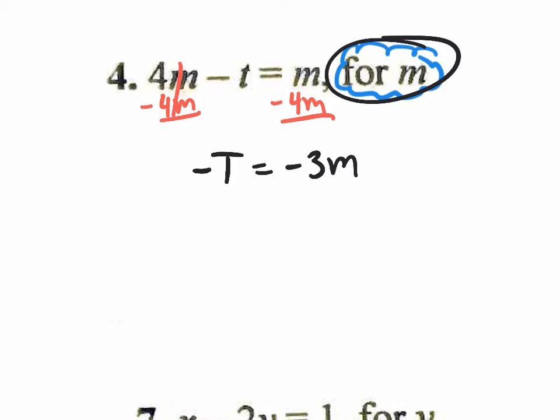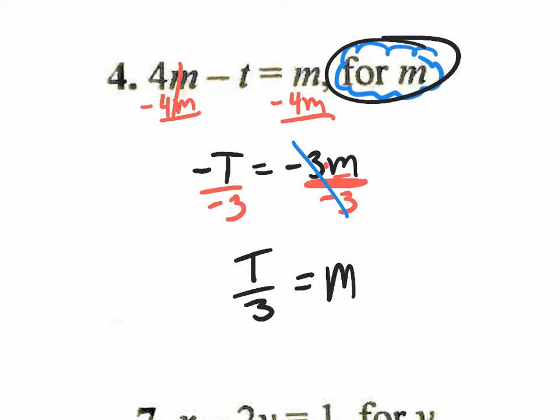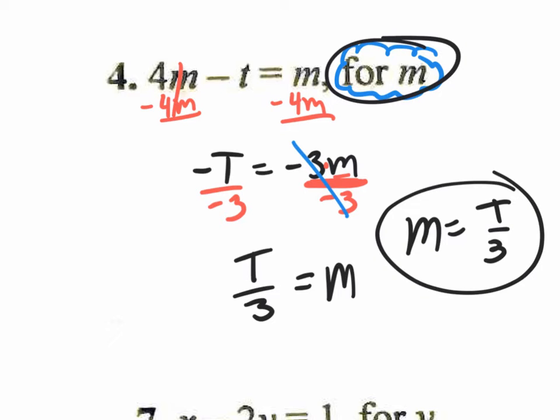Yes. Since it says negative 3 times M, we're going to do the opposite of multiplying, which is division. So you put a division bar and put that negative 3 value down there. And what you do to one side, you must do to the other. Those negative 3's cancel, and you will have your answer: M equals negative divided by negative, positive. So you really have T over 3. I would write it like this: M equals T over 3. There's your answer. Let's move on to number 6.